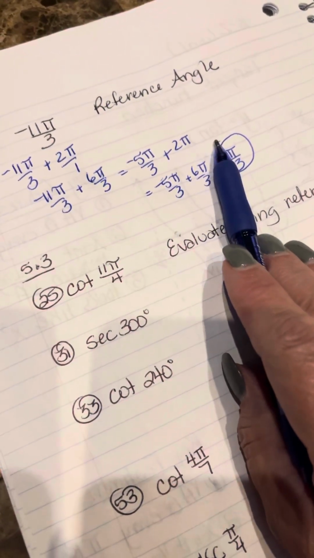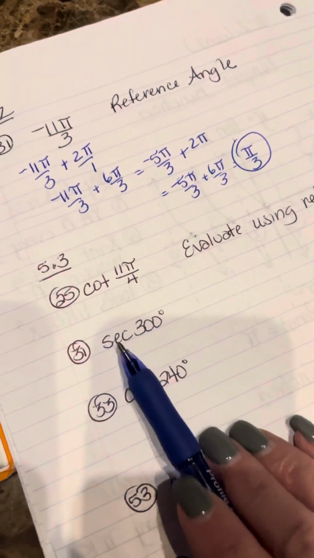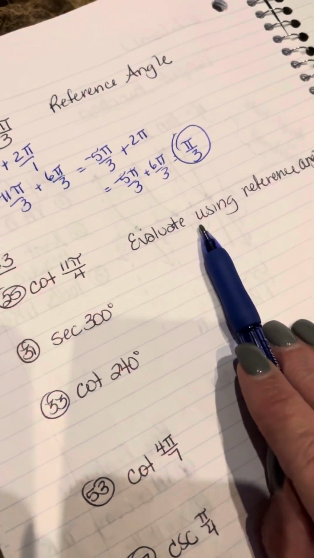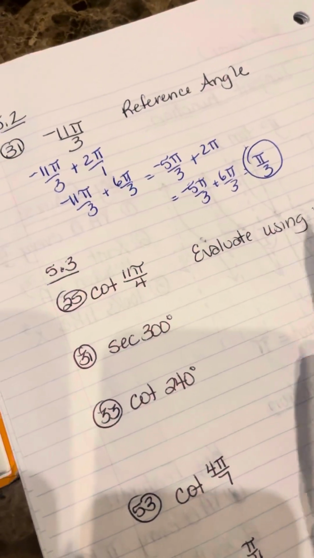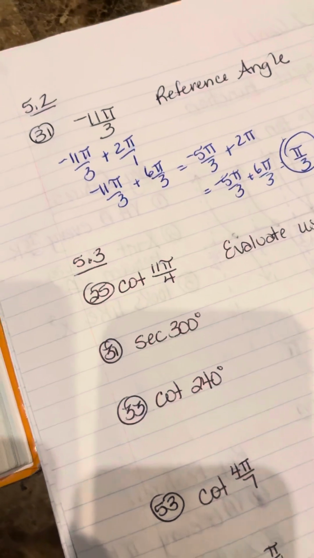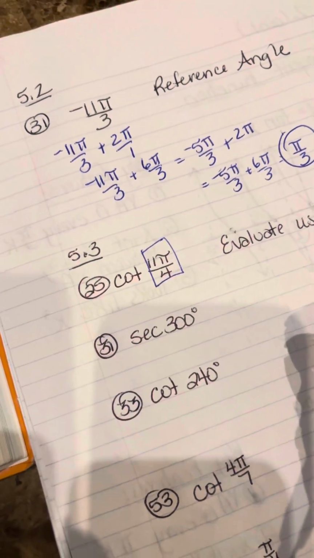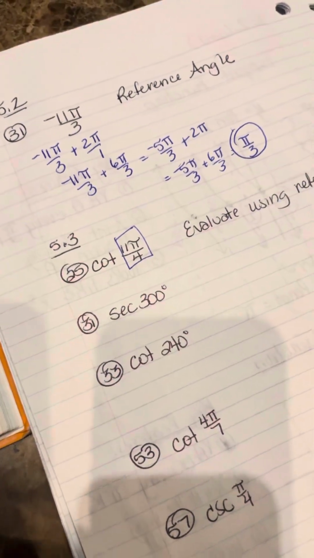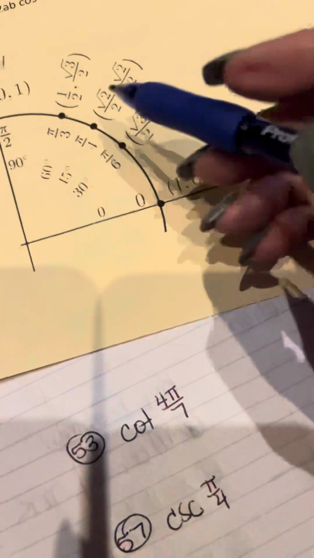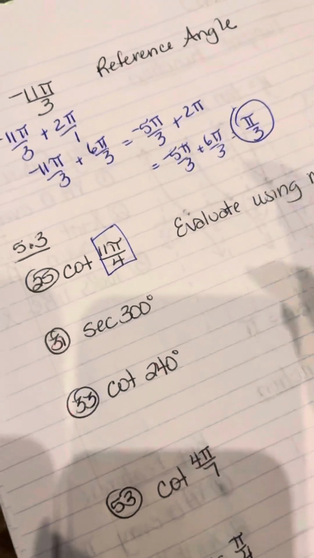Remember, you're not ever going to be asked to do this. Instead, this is how we're going to use this. This says evaluate using a reference angle. We don't really talk about it that way. The way that we do it is we just look at the angle, figure out your ordered pair. It's a pi over 4. So pi over 4 has this ordered pair, square root of 2 over 2, square root of 2 over 2.